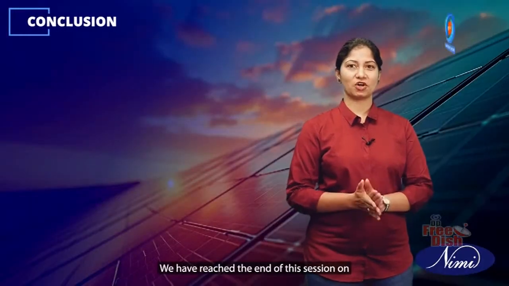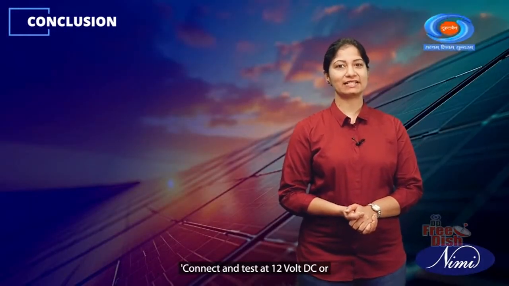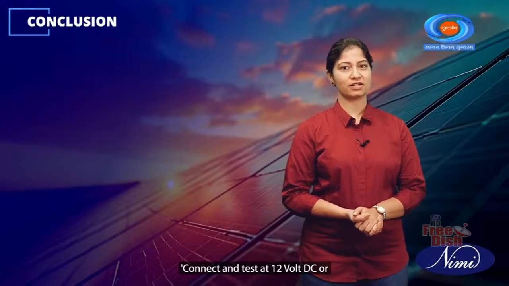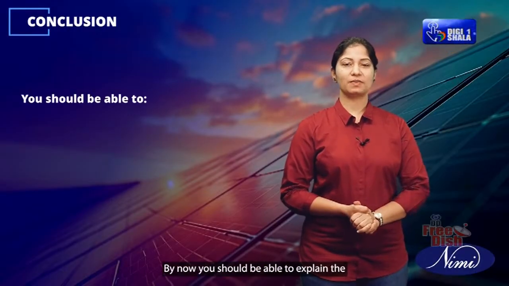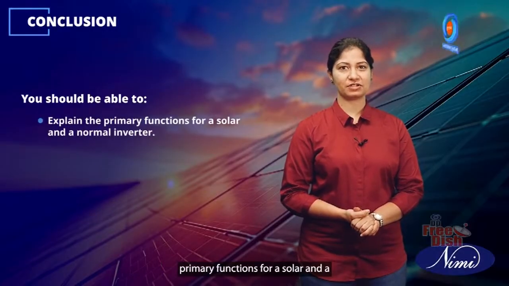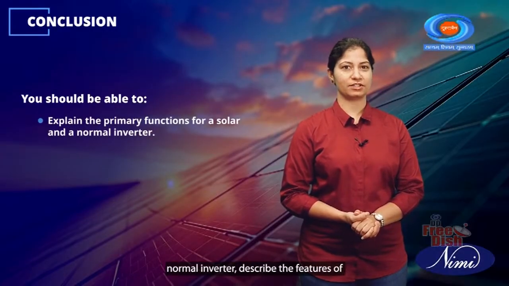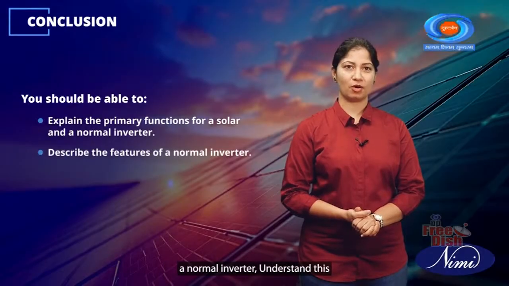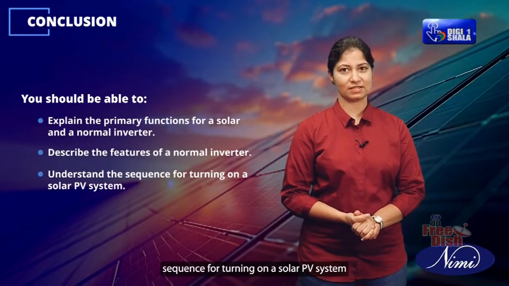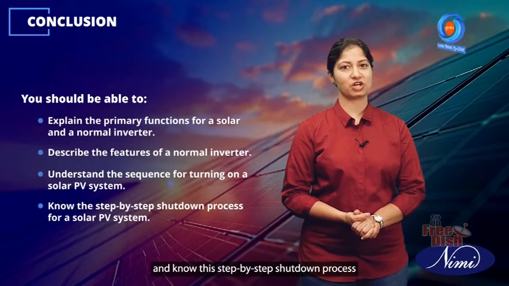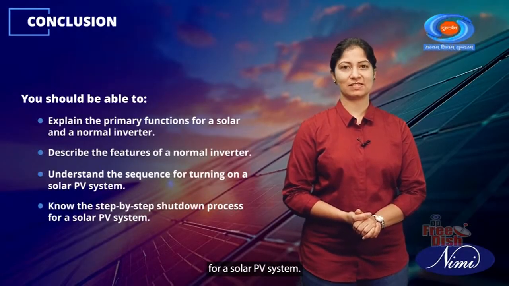We have reached the end of this session on connect and test a 12 volt DC or 230 volt AC normal inverter. By now, you should be able to explain the primary functions for a solar and a normal inverter, describe the features of a normal inverter, understand the sequence for turning on a solar PV system, and know the step-by-step shutdown process for a solar PV system.